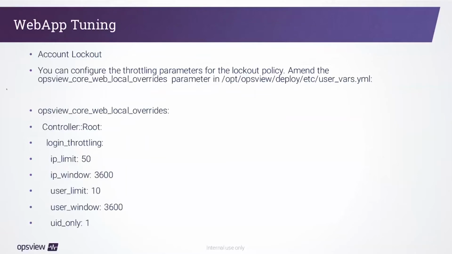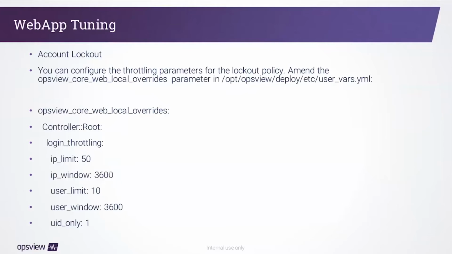One of which is the account lockout. We've got some newly introduced security mechanisms in Opsview 6, and one of those is configuring throttling parameters for login attempts. So if a user tries 10 times and fails to log in, they'll be locked out for an hour. If a request from the API tries 50 times with 50 different users from the same IP address, then they would be locked out for an hour.